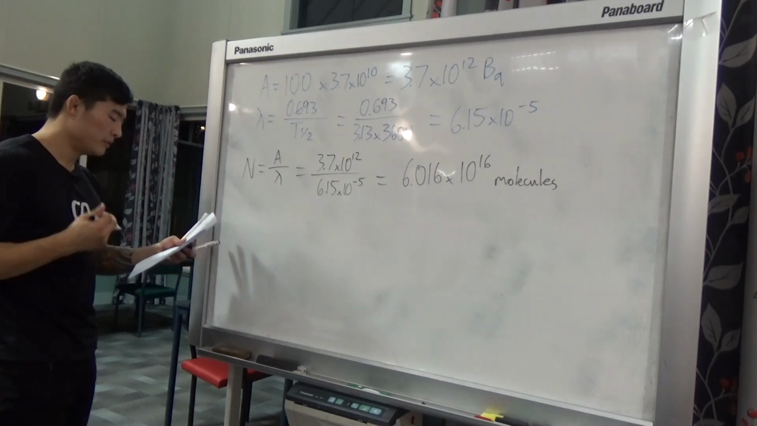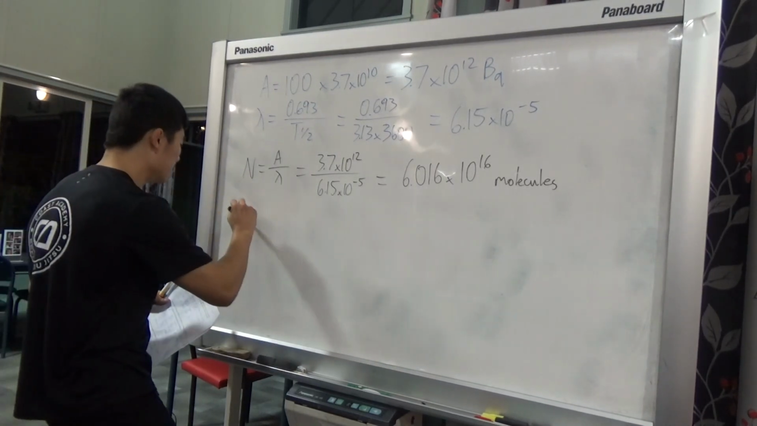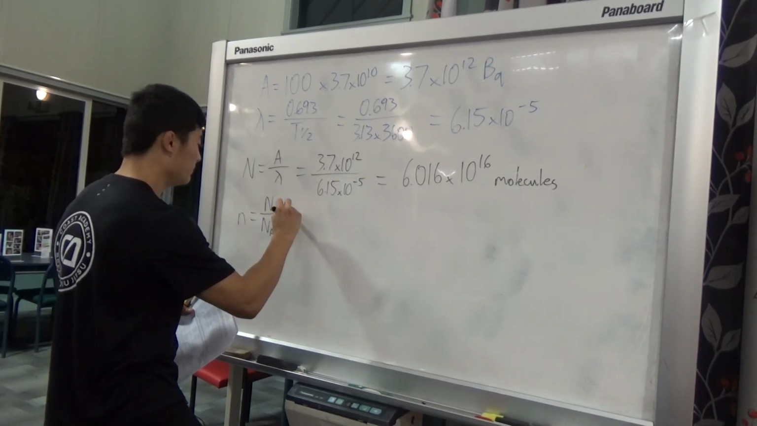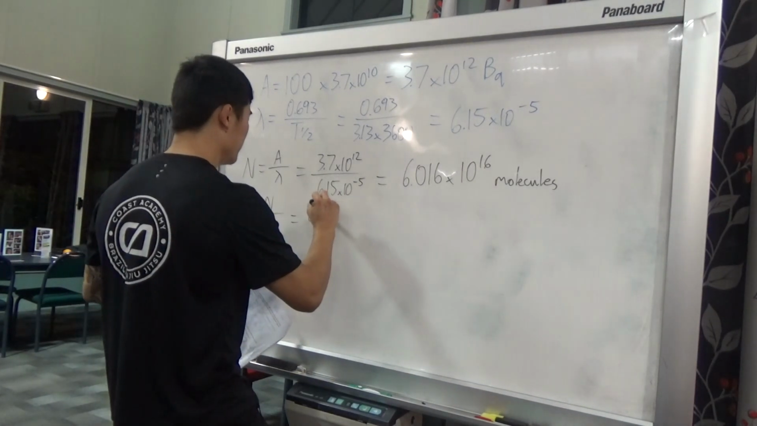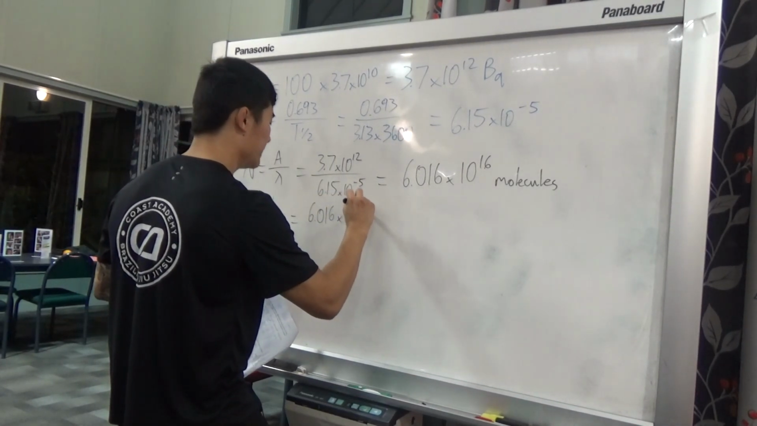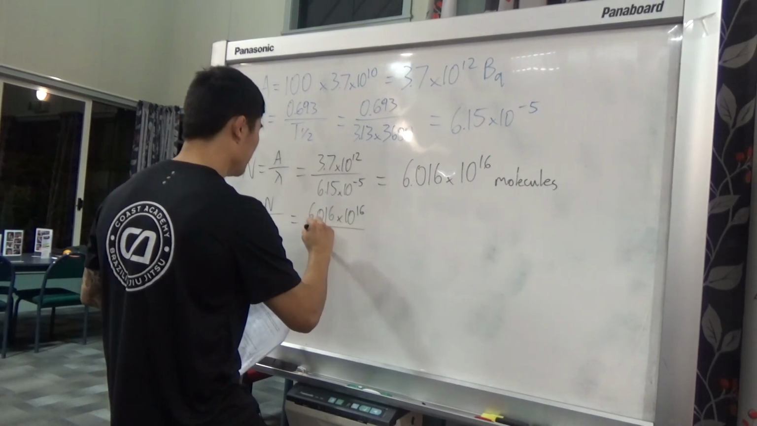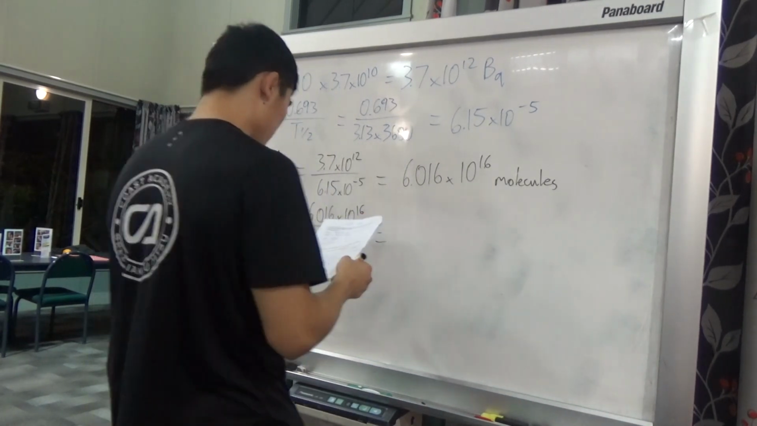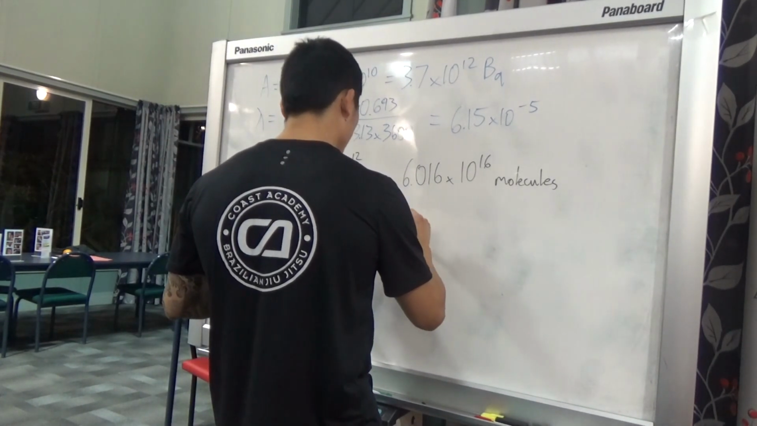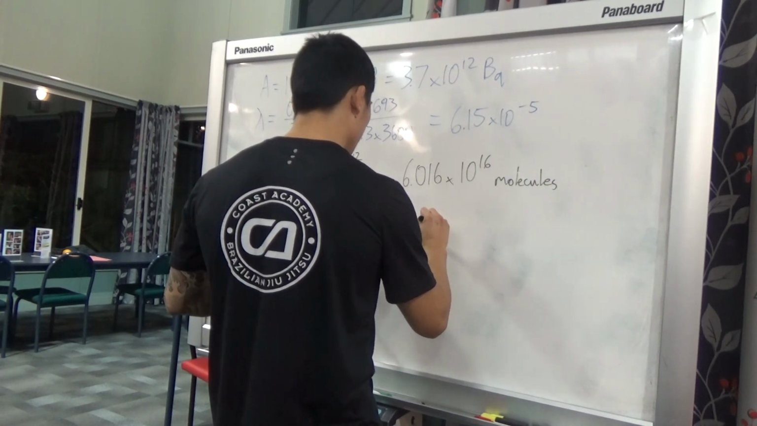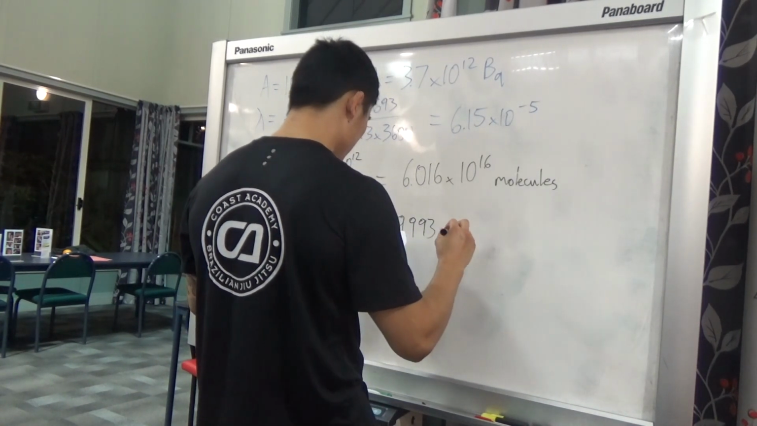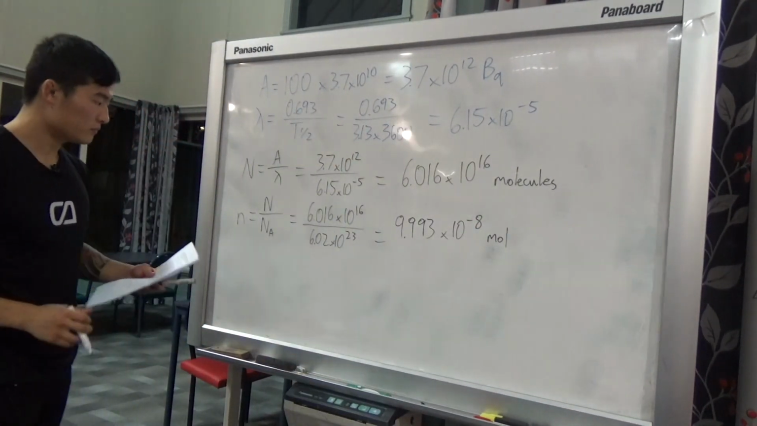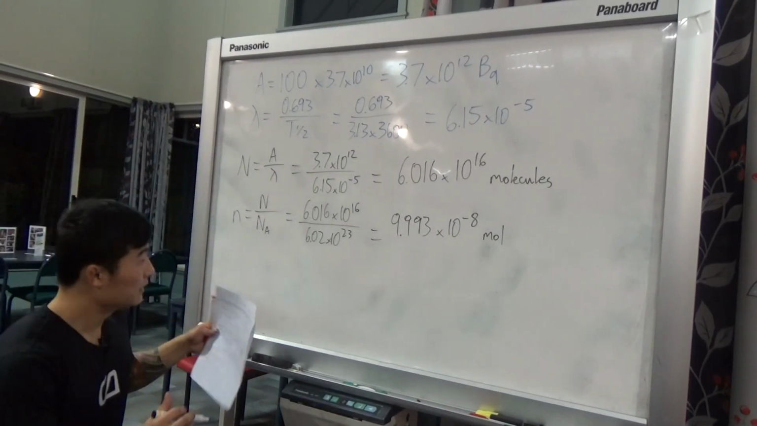So once we have the number of molecules, we want to find out the number of moles. That's the number of molecules divided by Avogadro's number. So 6.016 times 10 to the 16 divided by 6.02 times 10 to the 23. So 9.993 times 10 to the negative 8 moles. So that's the number of moles we've got.